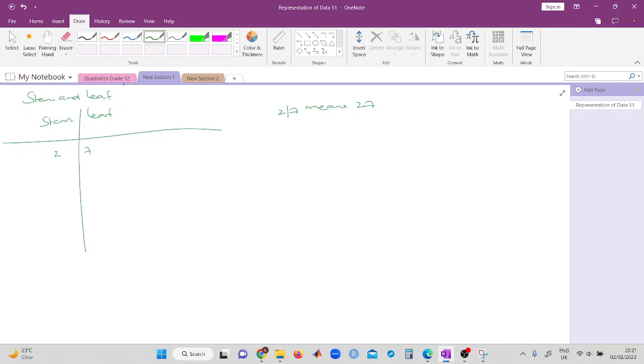Similarly, we list the leaves 4, 5, 6, 7, 8, 9. Therefore 2 bar 7 represents 27, but 2 bar 4 represents 24. And this is called a key. How to read the data. Okay. It should be in ascending order. So we write 24. 37, we say 3 and 7. 48, 4 and 8. It has to be upward here, 0 and 7.